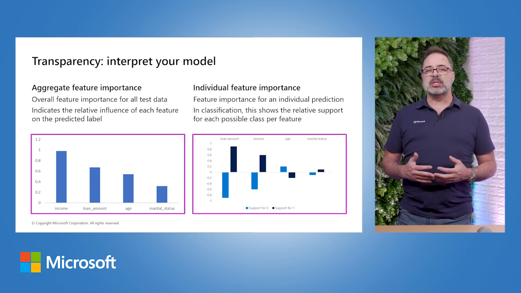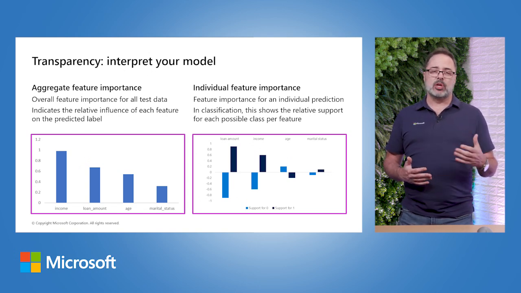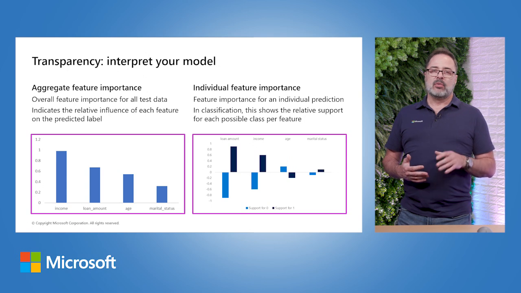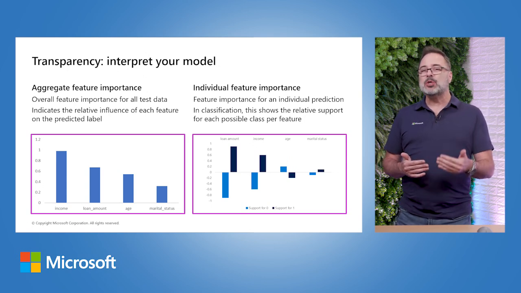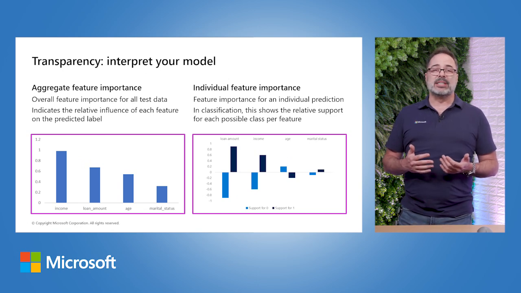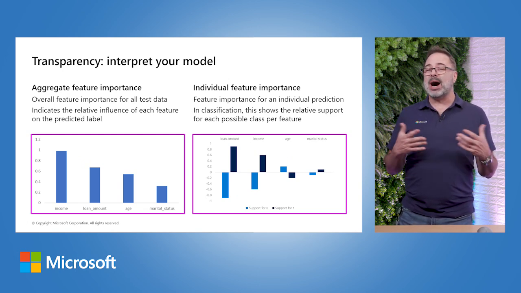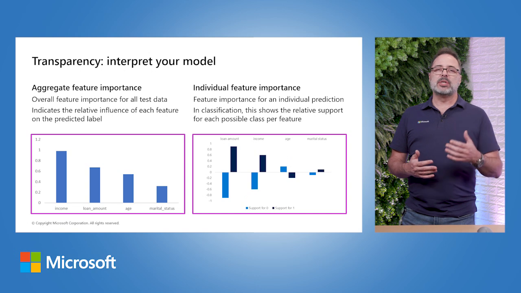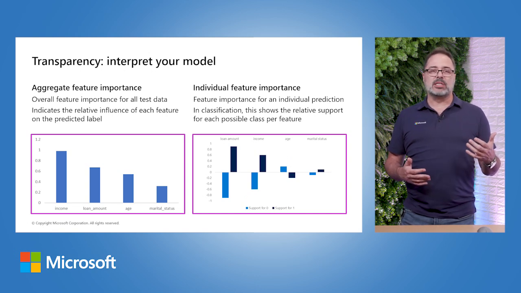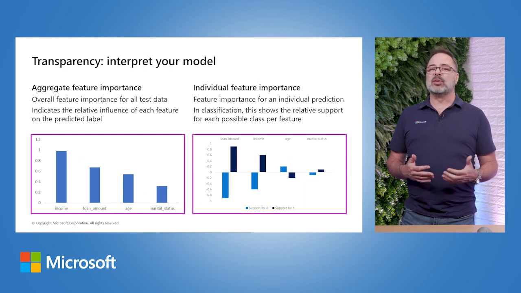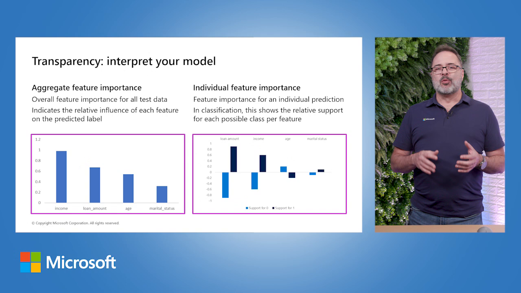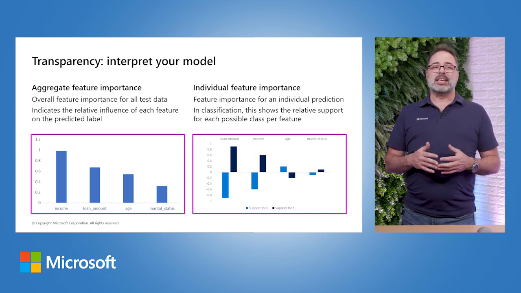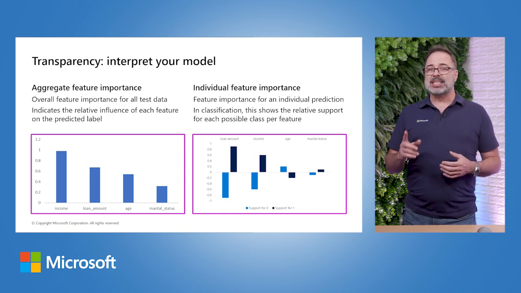The aggregate level allows us to see how important a feature is for the overall data set. The individual feature importance allows us to examine the importance of features for an individual prediction, which is useful if we want to dive into a particular prediction and understand the why behind it. So in the two examples on the slide, on the left-hand side, we can see the aggregate feature importance, and you can see that income is the biggest influence over the predictions for all of the test data. On the right-hand side, for an individual prediction, we can see that the loan amount had the biggest influence in producing the prediction.